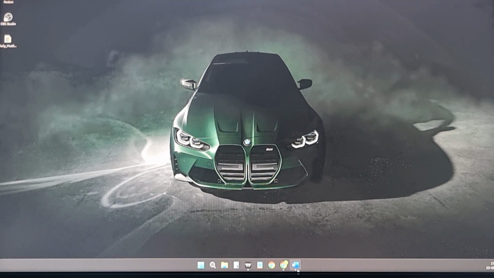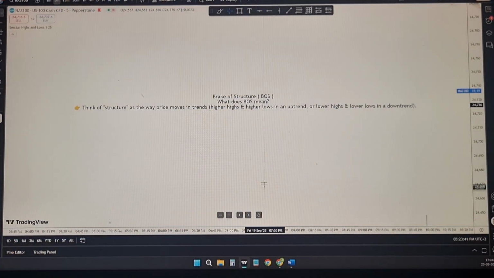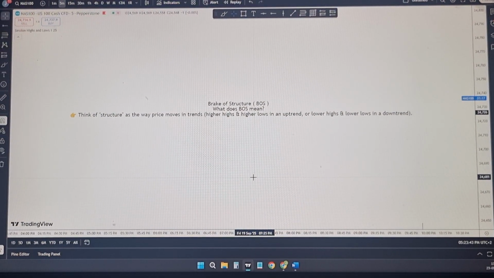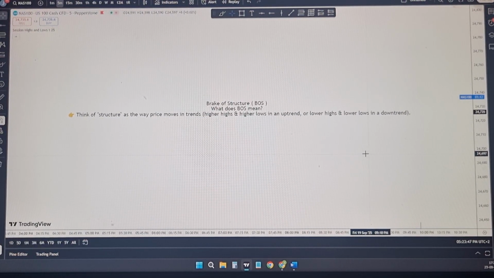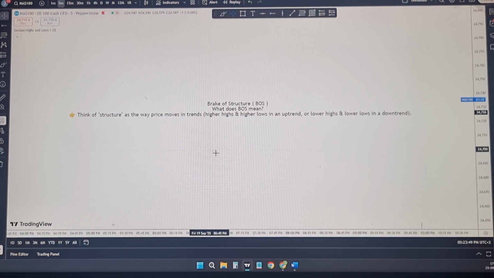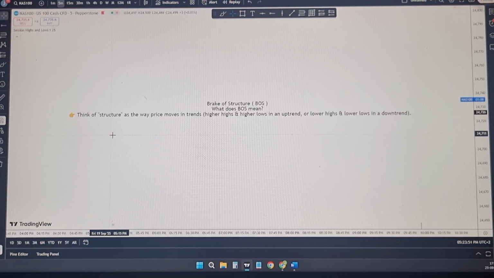Today we're gonna do something easy, something quick. It's gonna be break of structure. I already started writing something here for you guys. So, break of structure, also known as BOS. What does break of structure mean?